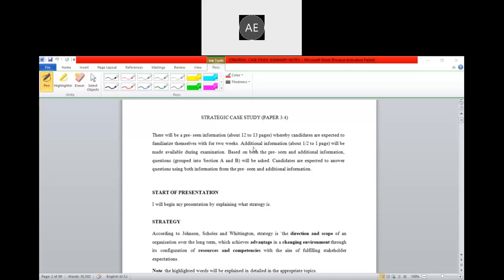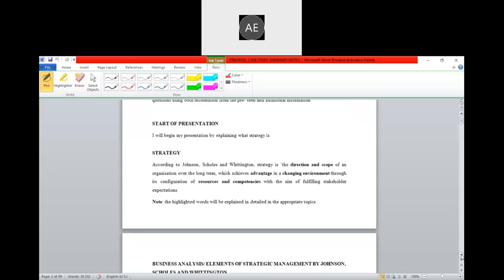Based on the pre-seen and additional information, there will be questions grouped into Section A and Section B. Then candidates are expected to answer the questions using both the pre-seen information and the additional information. Okay, so that is what you should expect.